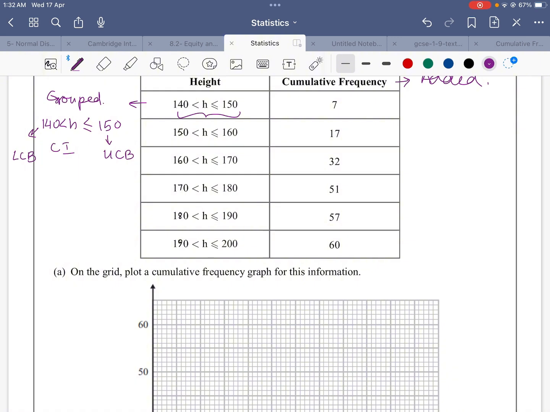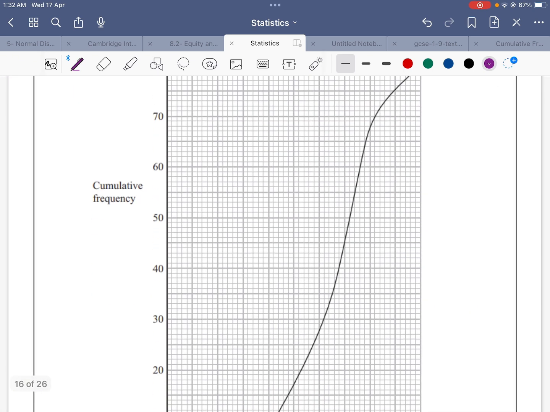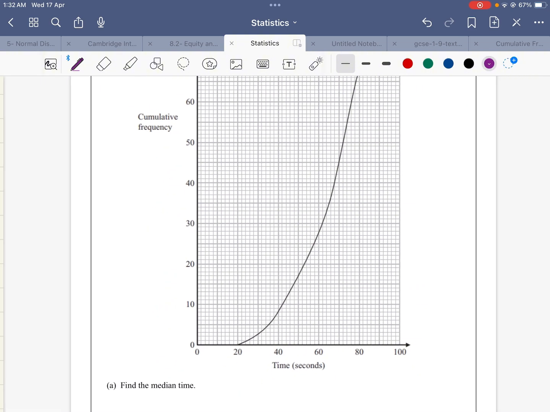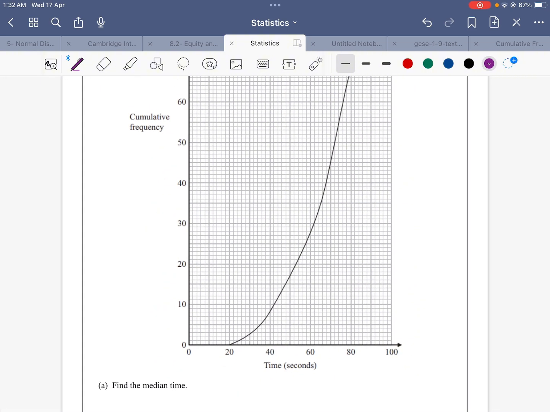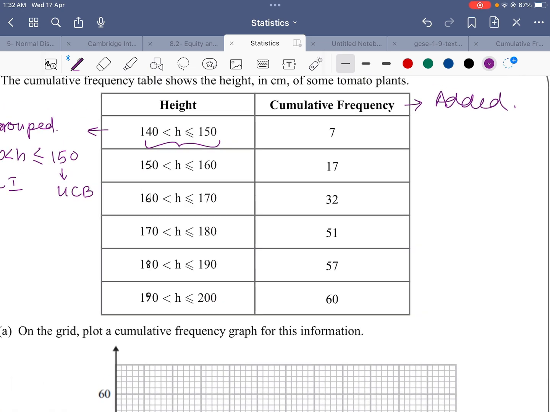So this is grouped data, and the data for cumulative frequency will always be given like this. When you draw this kind of curve, where do you draw the point that coincides with the data? Whether at the beginning of the class or the ending, it's always at the end of the class.